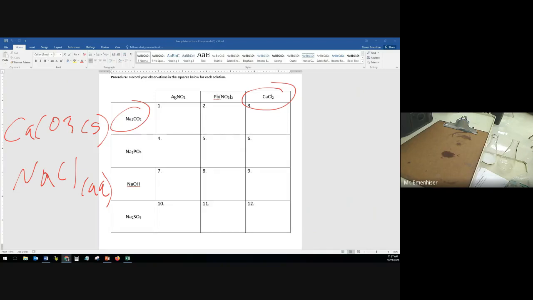So let's try taking some calcium chloride, which is here, and we're going to mix sodium carbonate with it. Here's our sodium carbonate. Let's try to look for it. Notice that we're getting a solid already, kind of. Okay, so that's what we get.